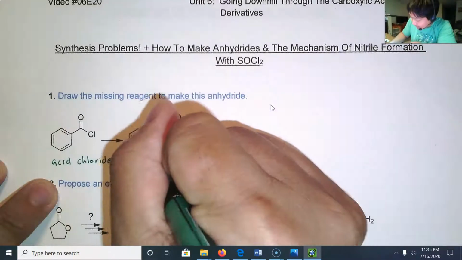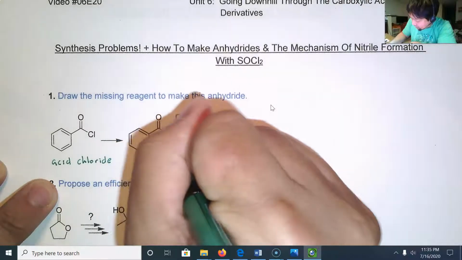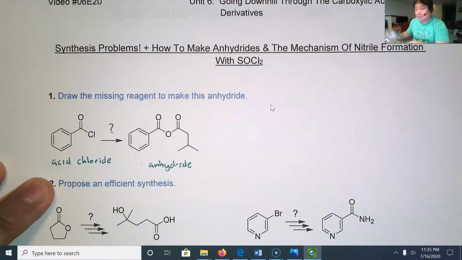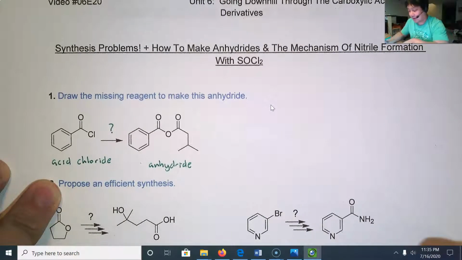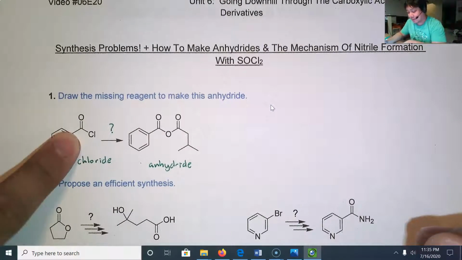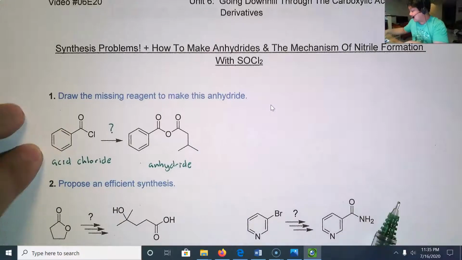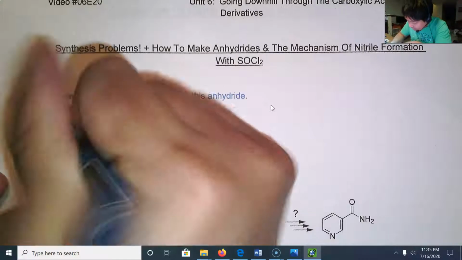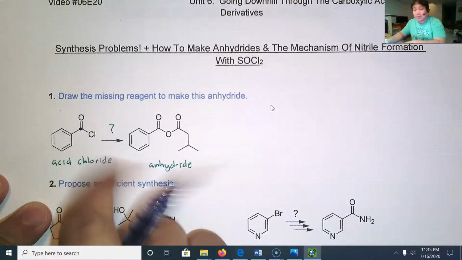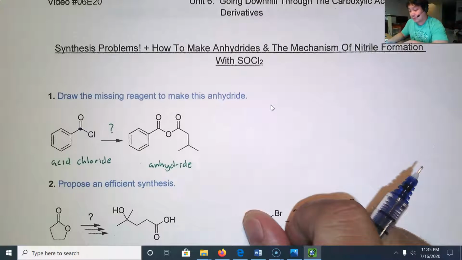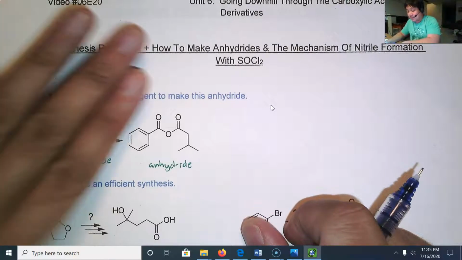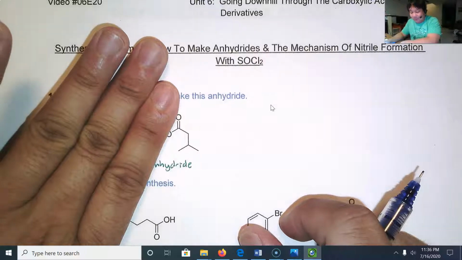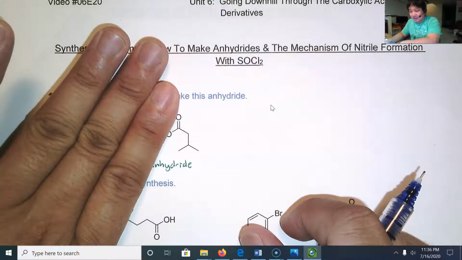We're definitely making an anhydride, and I have not told you the reagent. But I think it's pretty obvious that we're going to add something to this acid chloride and attack this carbon right here, kicking out the leaving group. What do we want to attack that carbon with? We want something that looks like that. And actually, this is exactly what we want to attack the carbon with.